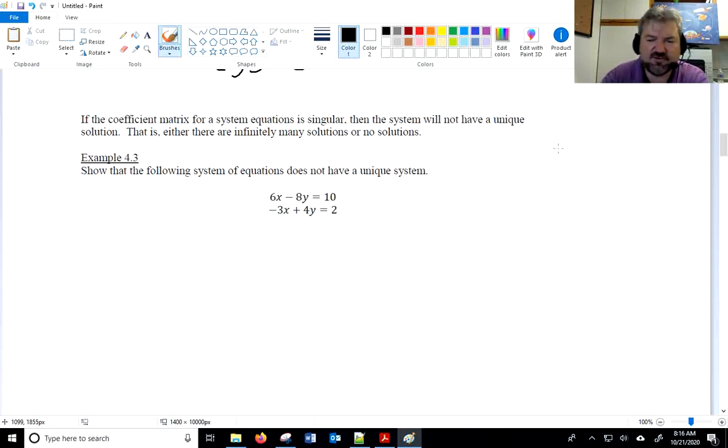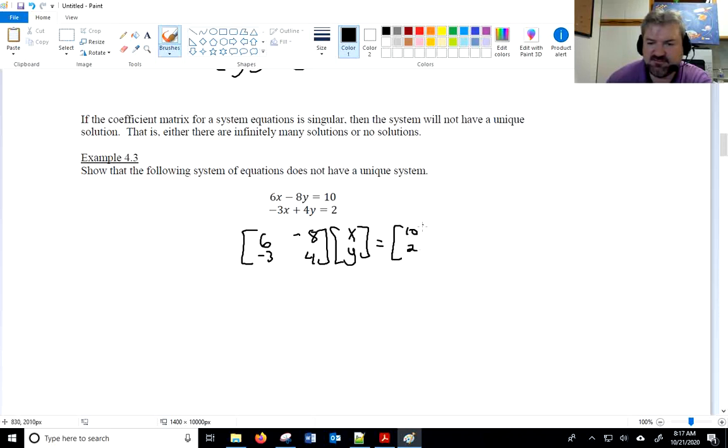So let's take a look at this system of equations here. The coefficient matrix would be [6 negative 8; negative 3 4], and then [x; y] equals [10; 2]. So let's find the inverse of this matrix. We need the inverse. So first I need the determinant. That's 24 minus, and then negative 3 times negative 8 is also 24, so it's 0.